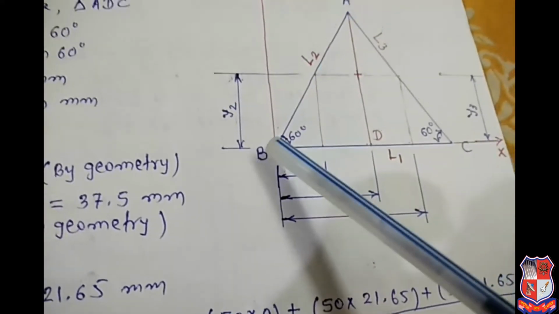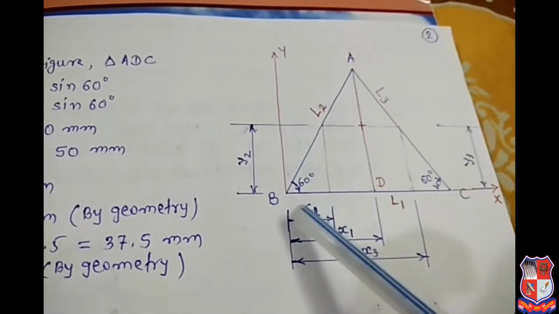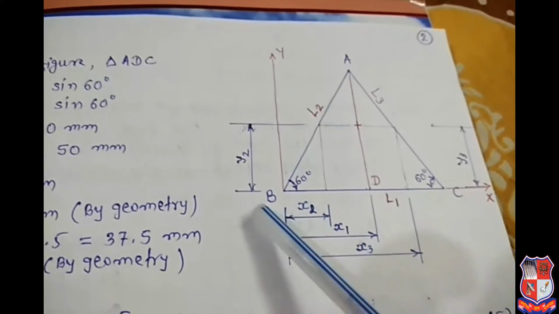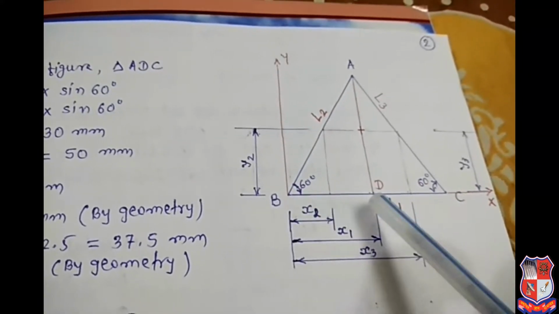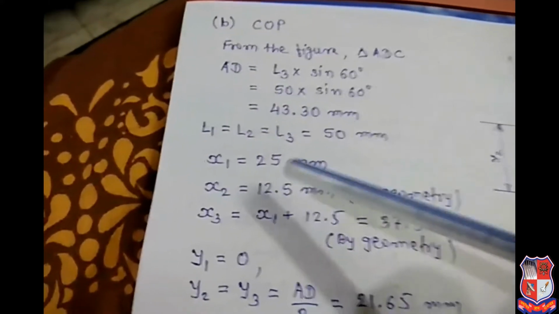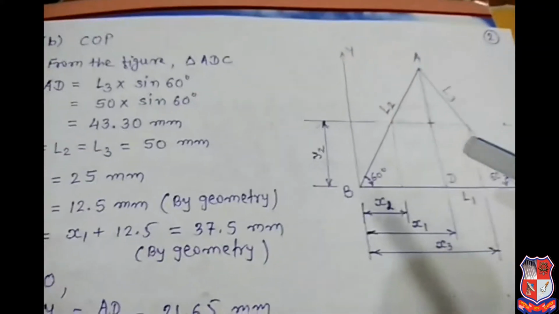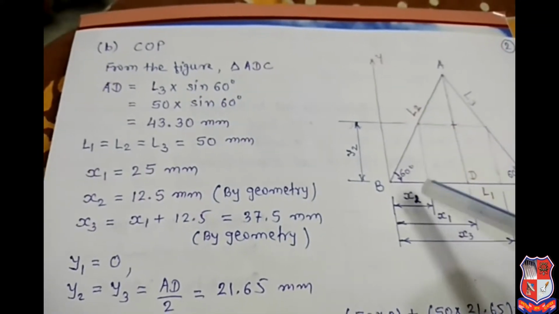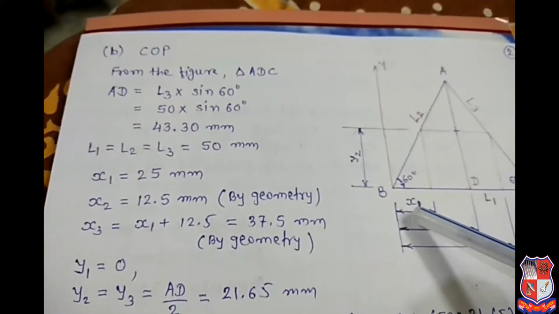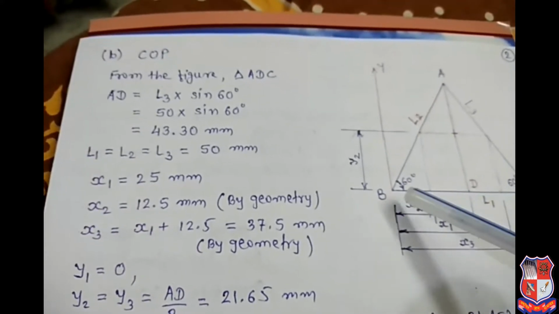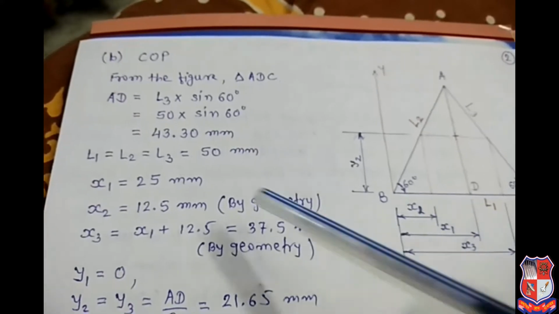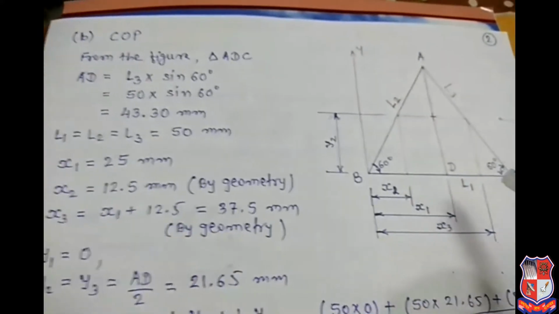Now your x1 is 25, because x1 is the distance from this y-axis. So this will be the center of this L1. L1 is 50, so this x1 will become 25. Now by the geometry, your x2 will become 12.5. This will become half of BD, and from geometry it will become again half of 25, that is 12.5.